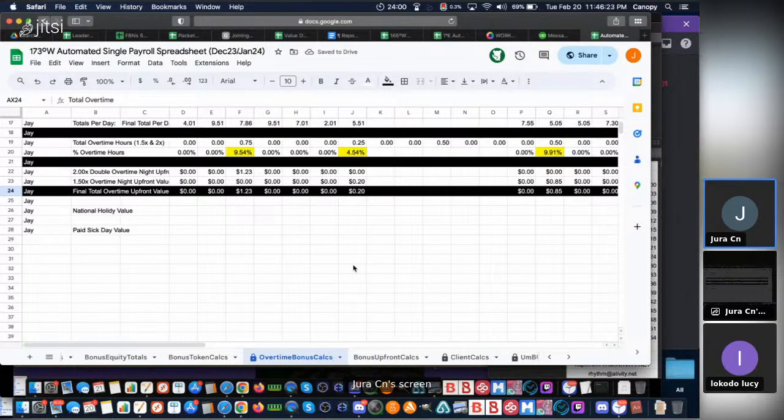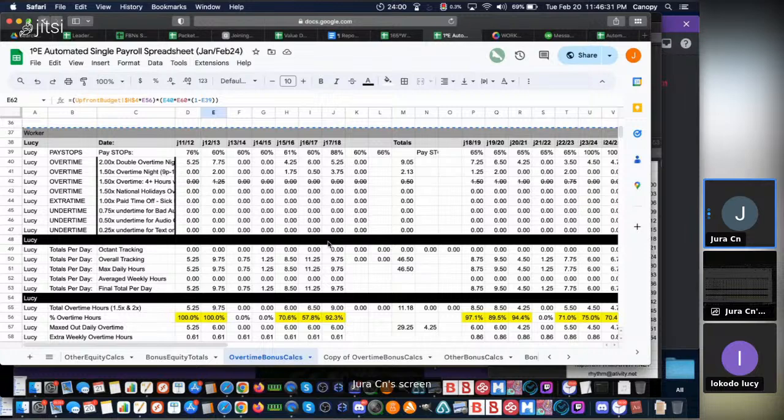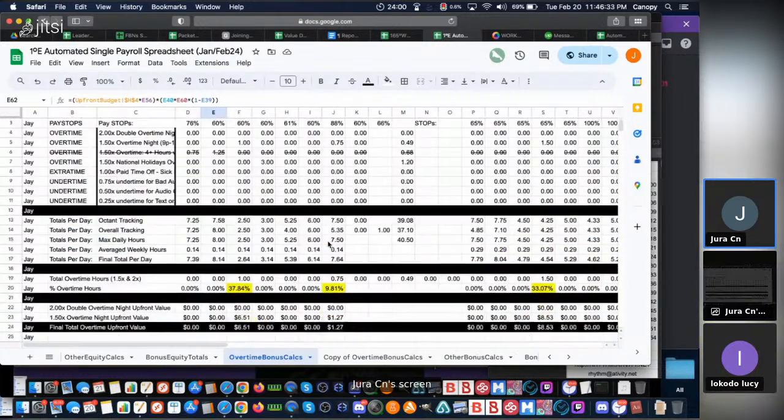Okay. So then the last things we have to do are the national holiday value and the paid sick days. So I did that over here. So let's just get these calculated out.